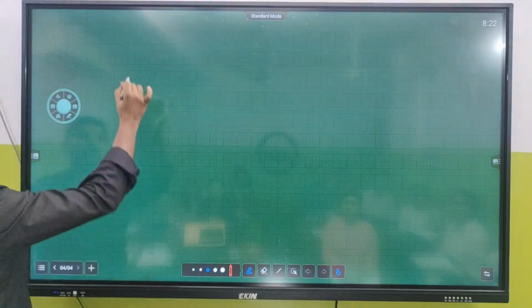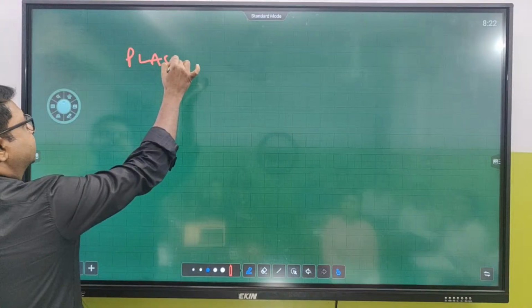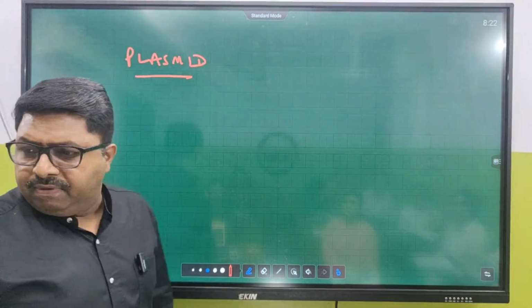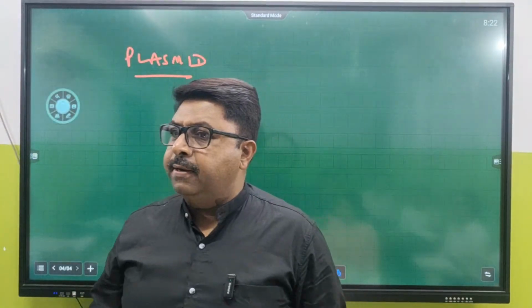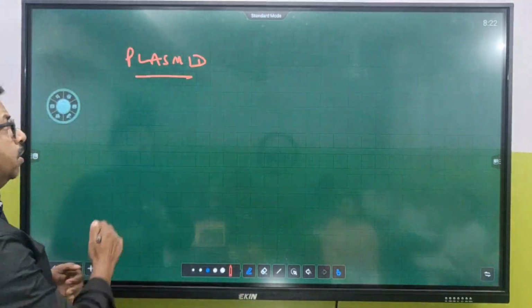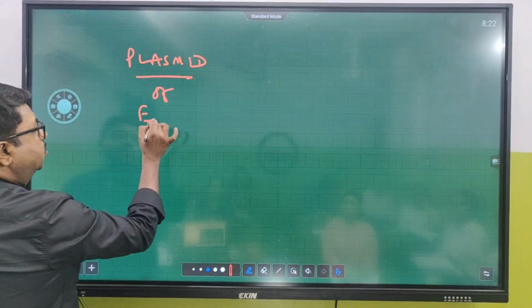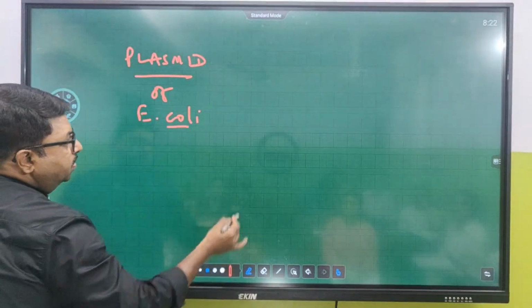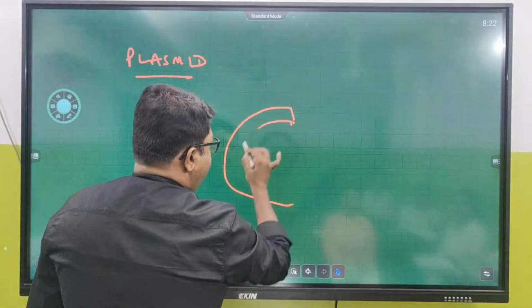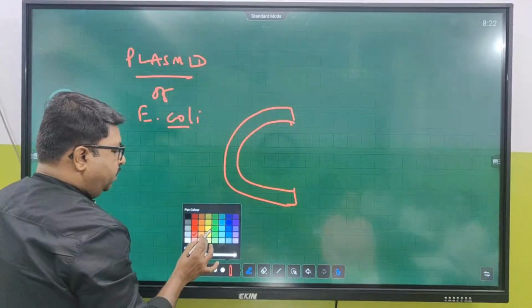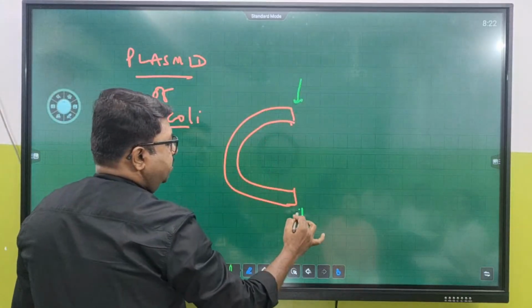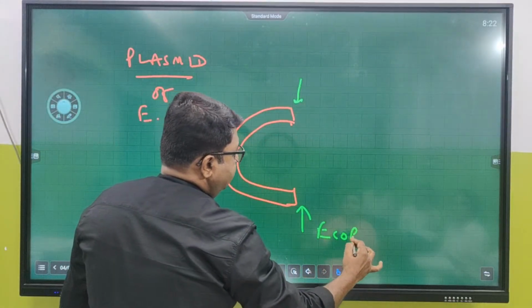But when we got the idea about the plasmid, we got the plasmid of which organism? E. coli. So we cut the E. coli plasmid with the help of the restriction endonuclease enzyme. Say for example, what is the name?